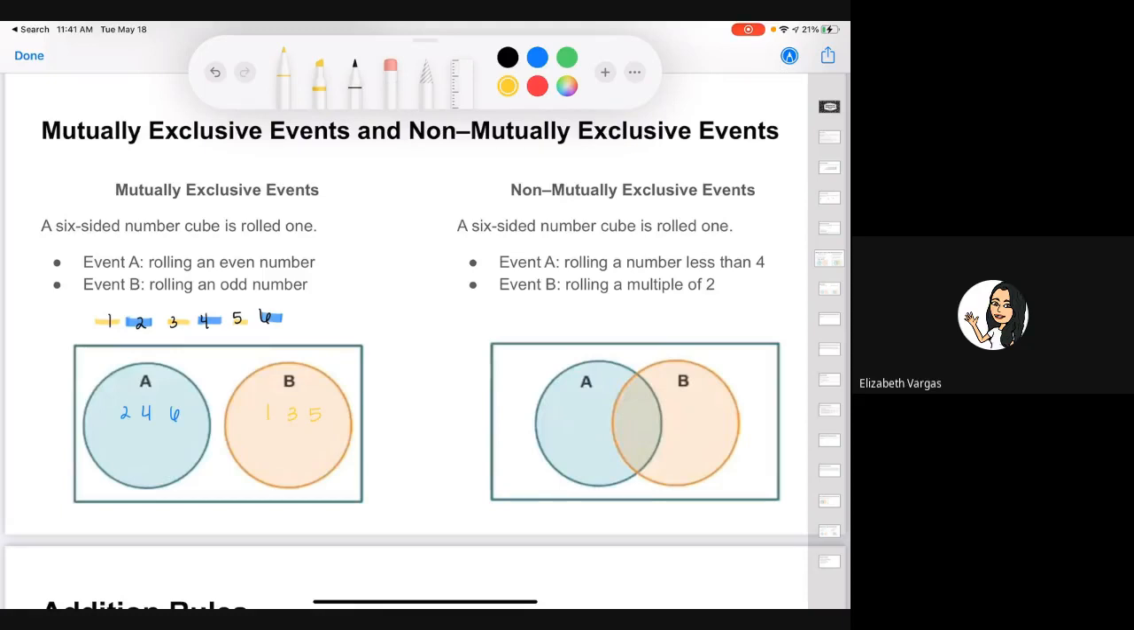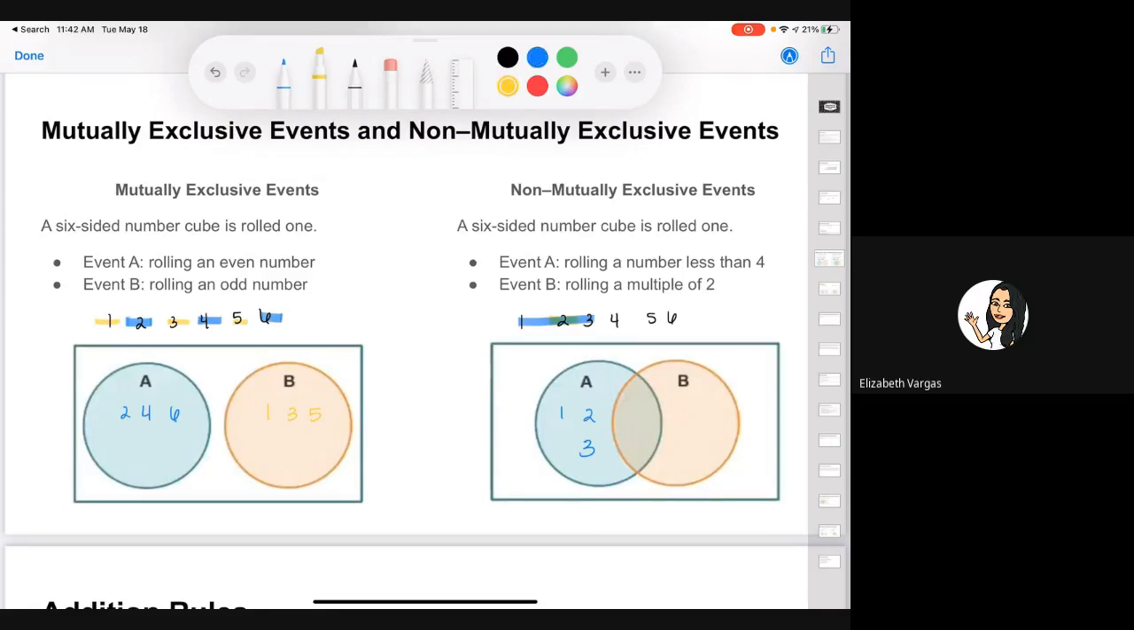Non-mutually exclusive events can happen at the same time. So there is an intersection point basically. So again, a 6-sided number cube is rolled once. So this is my sample set. I can get any of these numbers. A is the probability of rolling a number less than 4. So all of these are rolling a number less than 4. So these are my number sets. So 1, 2, and 3. And B is rolling a multiple of 2.